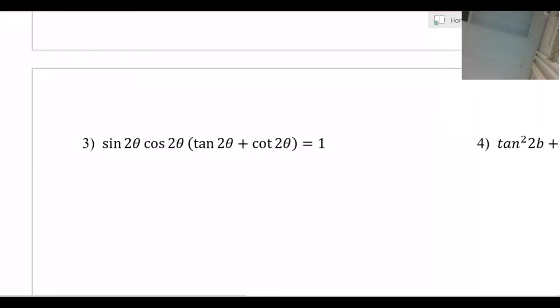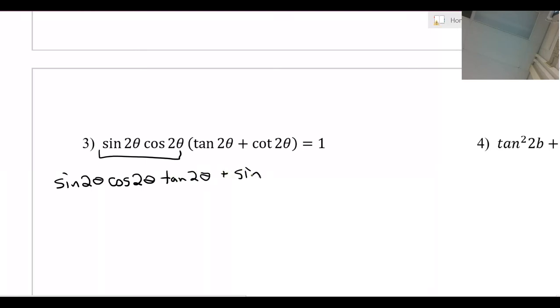Number 3. Think of 2 theta as theta. It's a variable. The 2 is not affecting it. It's just another way we can name it. So what I could do is distribute the term on the outside to both tangent and cotangent. So we're going to go sine 2 theta cosine 2 theta times tangent 2 theta plus sine 2 theta cosine 2 theta, cotangent 2 theta.